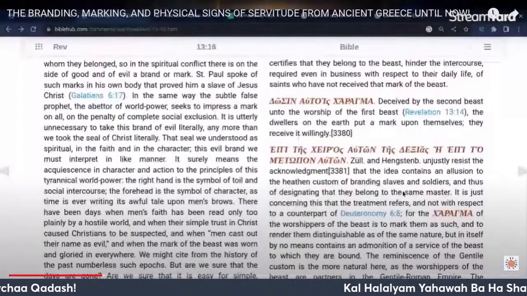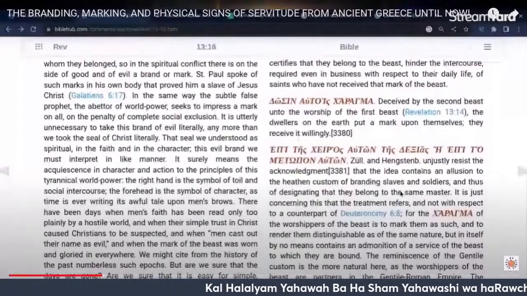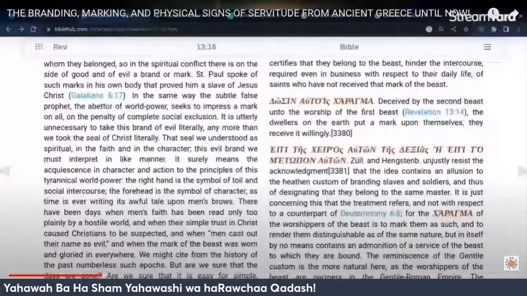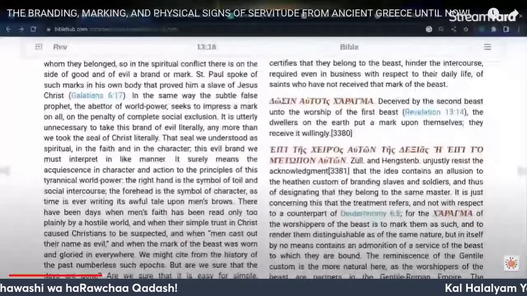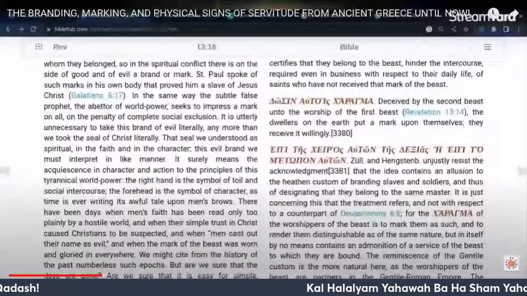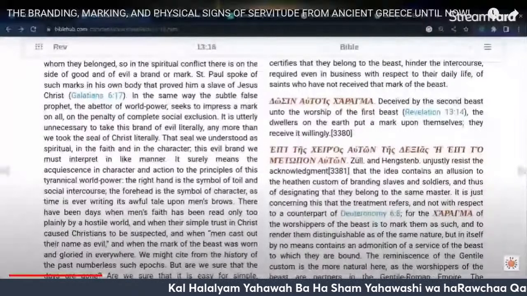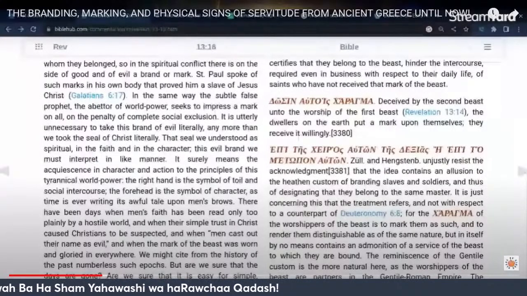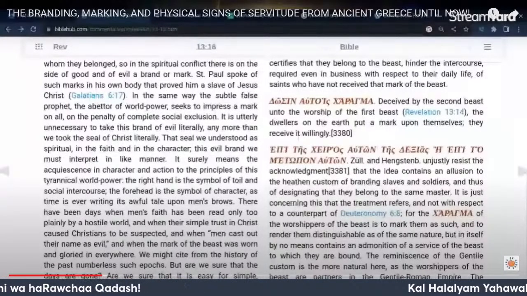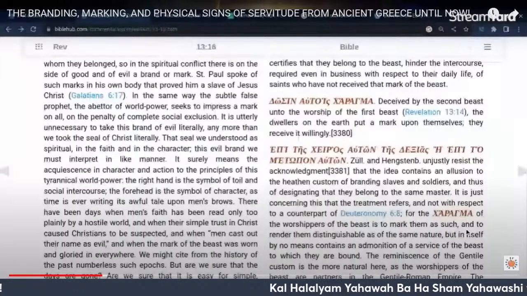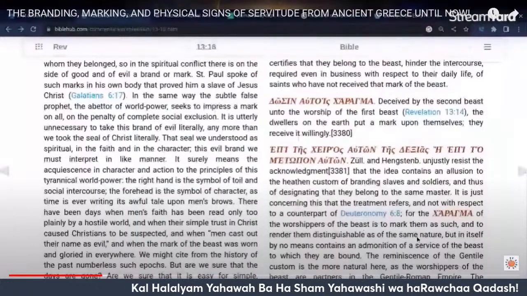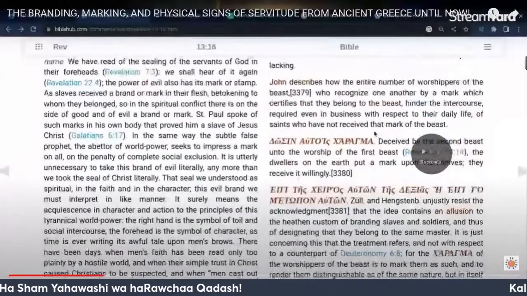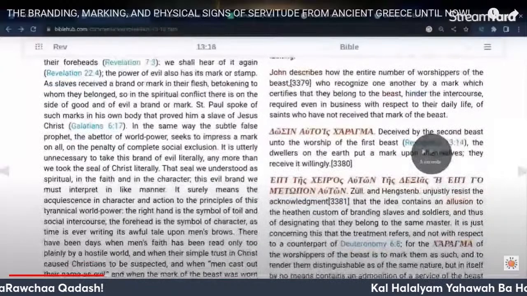So you've got 100 different men. With that brand, you designate that they belong to the same master. You designate that with the brand. And that chip is the brand that the beast has designated for all, small and great, to take. All right. It says the worshipers of the beast are marked as such and rendered distinguishable as of the same nature. Distinguish them. How will you be distinguished in the very near future? By this mark. By this mark.